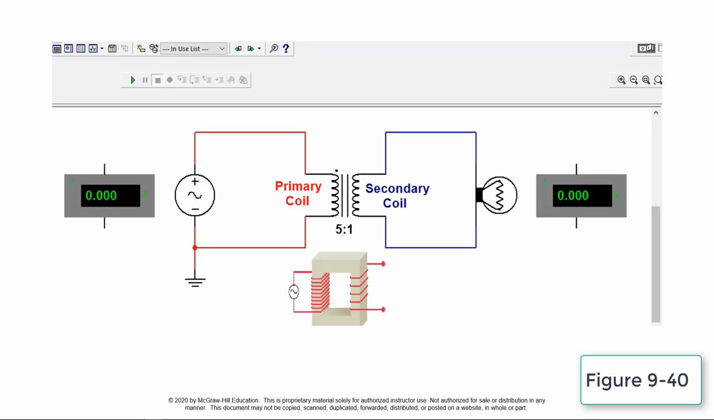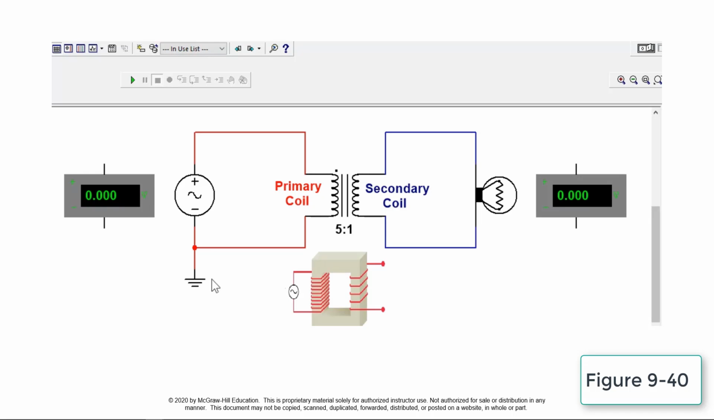This is a simulation of the operation of a step-down control transformer. It uses two electromagnetic coils, a primary and a secondary, to step down the voltage. Note that the number of turns on the primary coil is greater than the number of turns on the secondary coil. This is the case for all step-down transformers.